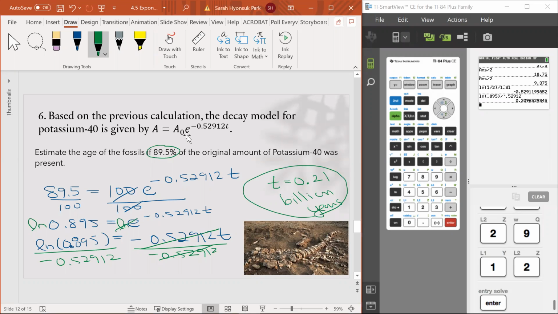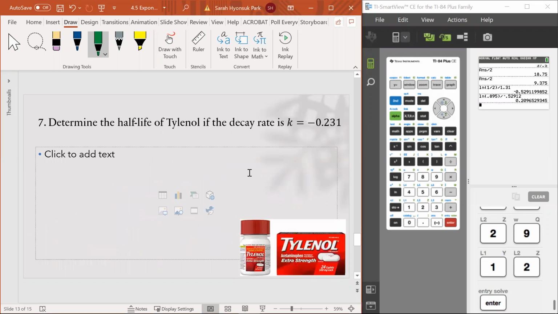Let's look at number 7 together. So 7 also is looking at half-life. The Tylenol also has a half-life, and its decay rate is negative 0.231. So let's determine the half-life of Tylenol. How long, or how many hours, does it take for it to get to half of its initial dosage?